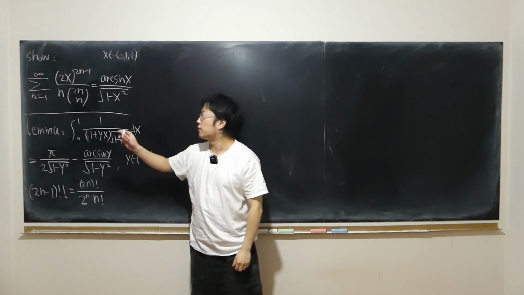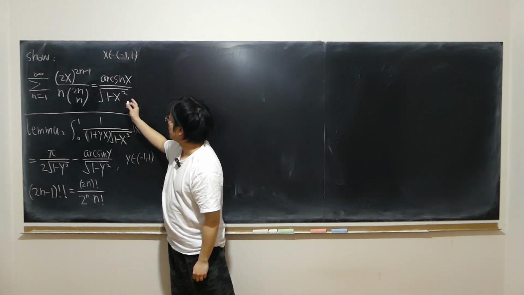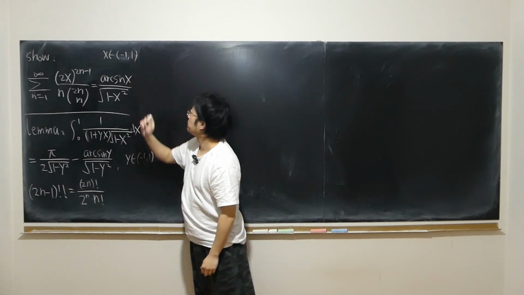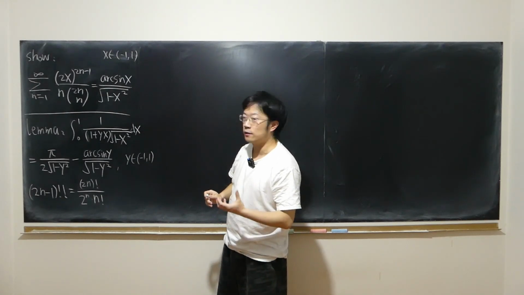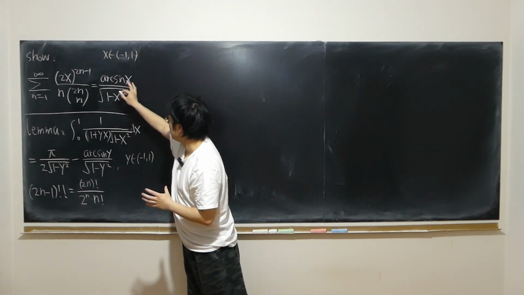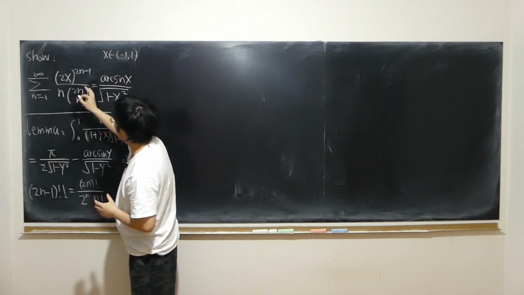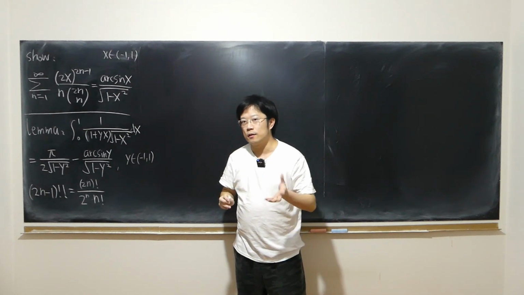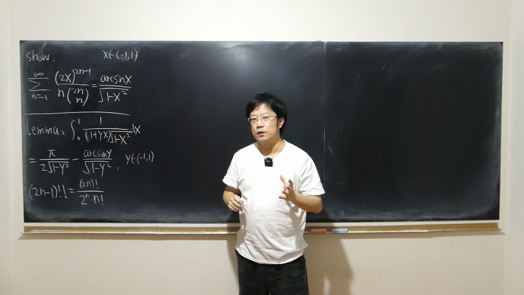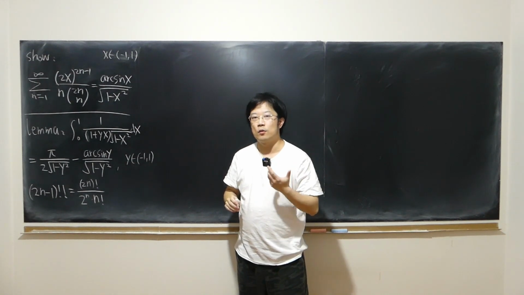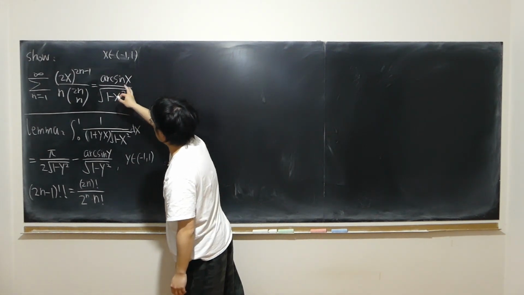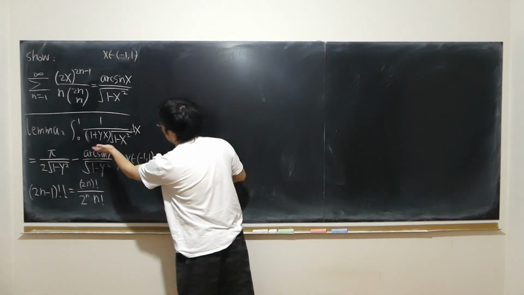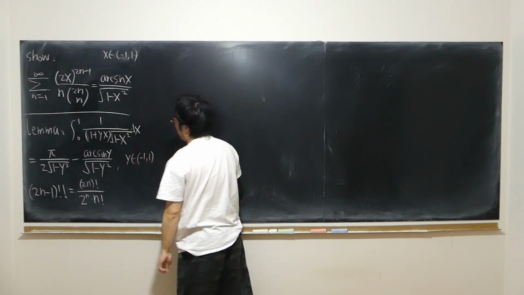We want to show that the left-hand side infinite series is equal to the right-hand side function in terms of x, where x is inside this open interval. In other words, can we show that the power series of this function is equal to exactly this form? It's not easy to directly apply the Taylor series using the nth order derivative of this function at the point 0. So somehow we're going to prove this lemma first.